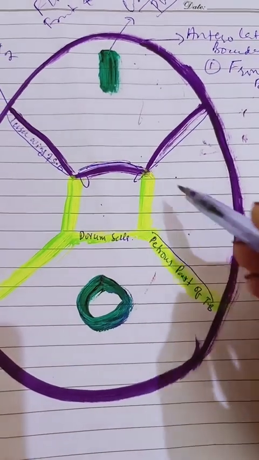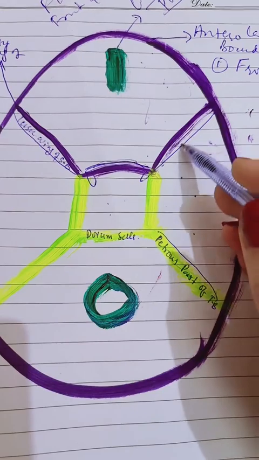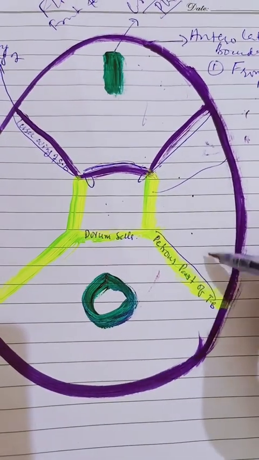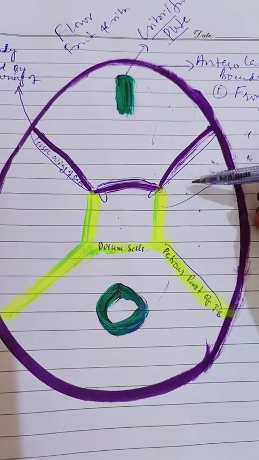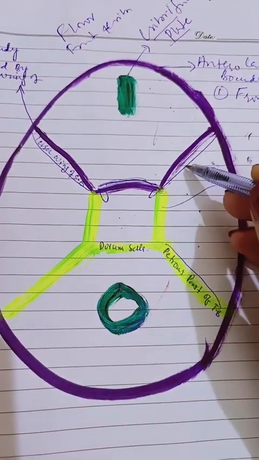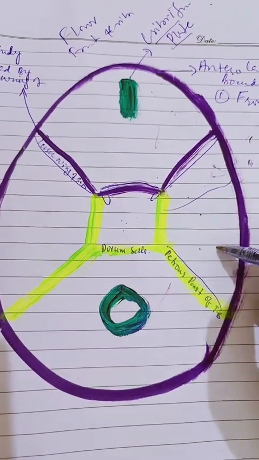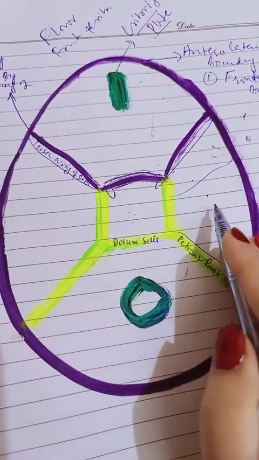I'll tell you the floor. Now the floor, as you can see, is formed by the body of the sphenoid bone, the lesser wing of the sphenoid bone, the greater wing of the sphenoid bone and the squamous part of the temporal bone. These form the floor. Floor means this portion, including the lesser wing, greater wing and body of the sphenoid bone, and the squamous part of the temporal bone, right? So this was the whole middle cranial fossa.